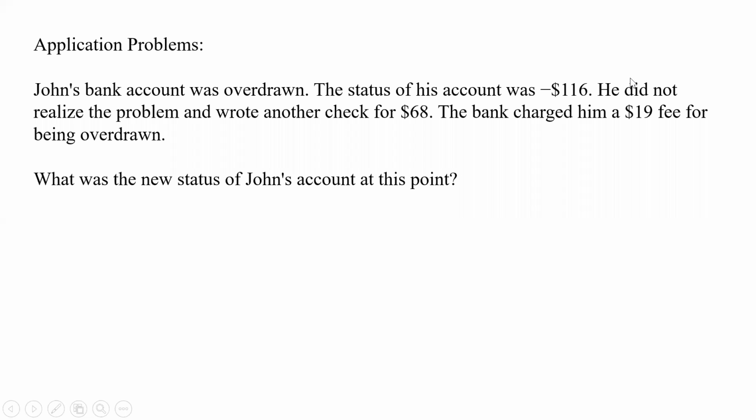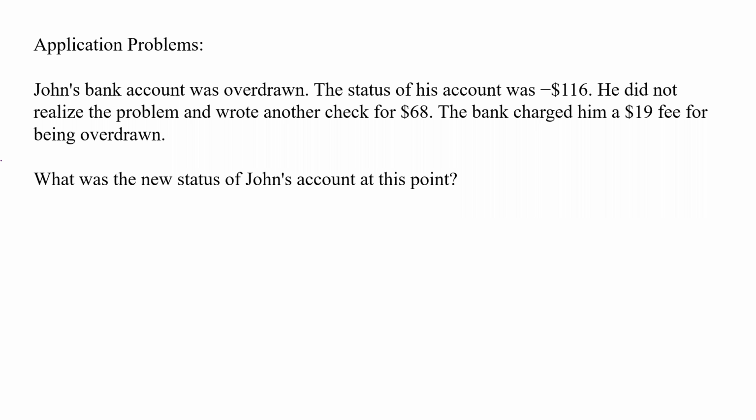All right, so here we have an application problem for the kind of items we've been looking at in 0.1. John's bank account was overdrawn. The status of his account was negative $116. He did not realize the problem, so he wrote another check for $68, which means he subtracted some more off of it. And then the bank charged him a $19 fee for being overdrawn. What was the new status of John's account at this point?